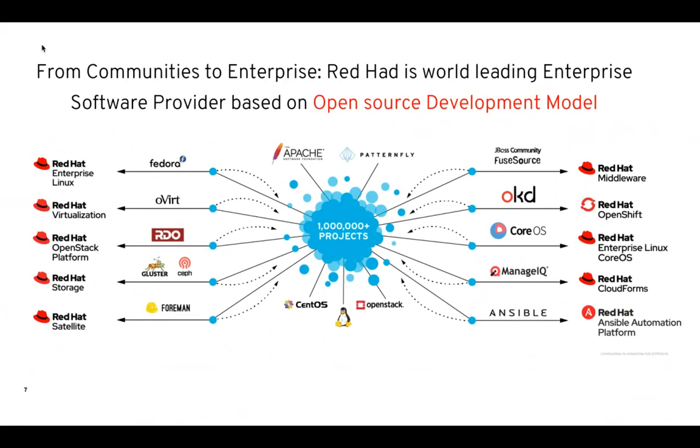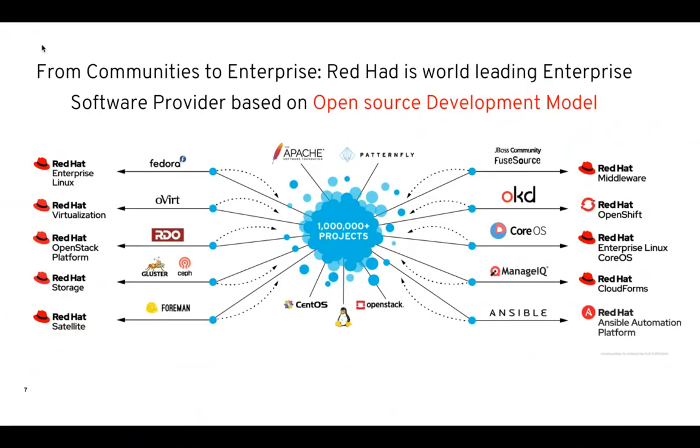But when we want to provide our customers the enterprise, secure, stable product, we give it to them as a Red Hat supported product that is fully certified, fully documented, with the right governance, with the right security controls, and all the bugs are fixed, and the support level is as needed by the enterprise. So this is the model that Red Hat operates in. We are born in the open source. We are the largest and the leading enterprise software provider based on an open source development model.